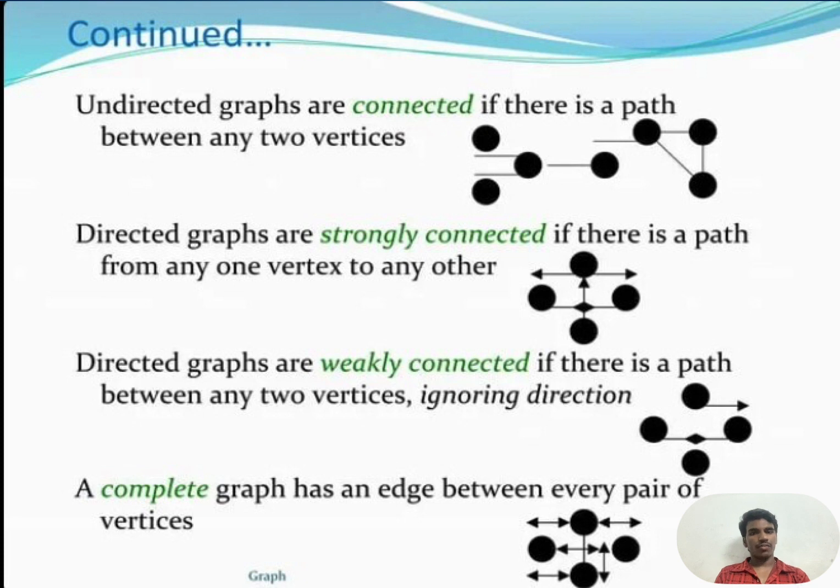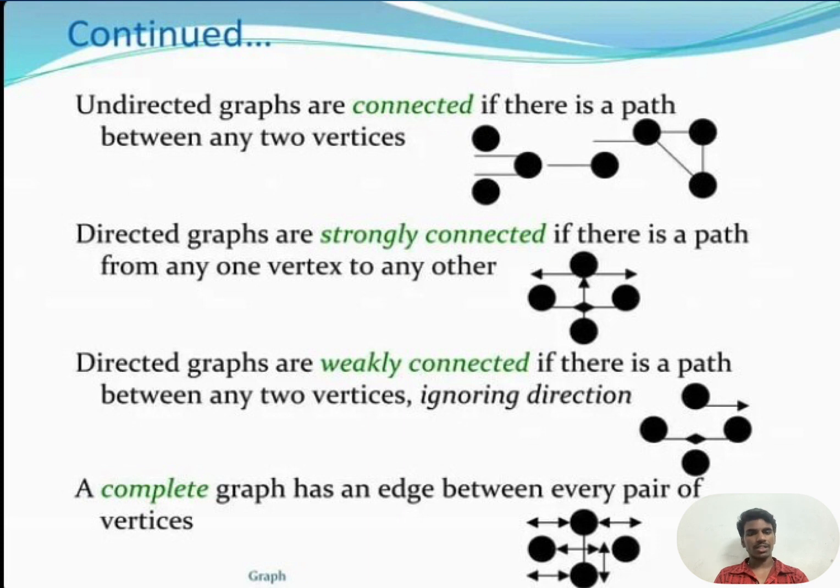An undirected graph is connected if there is a path between any two vertices. Here the two vertices are connected to 3. Directed graphs are strongly connected if there is a path from one vertex to another. Here 1 is connected to 2 and 3. A directed graph is weakly connected if there is a path between any two vertices ignoring direction. Here one graph has direction, and the other has no direction, so it is weakly connected.